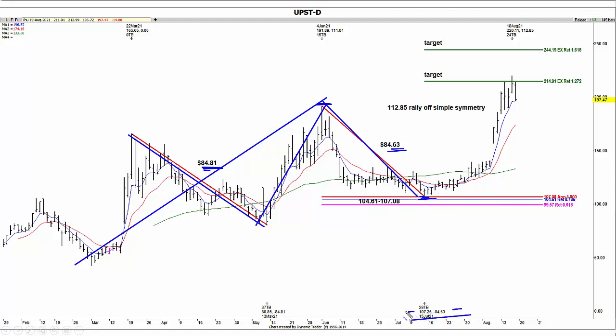Again, not perfect. You want to give it a little bit of room, 20 cents, 30 cents, whatever, depends. And it hit, it held, it triggered, and meeting the minimum upside target gave you a rally of $112.85. Off of what? Simple symmetry, basically three clicks of the mouse. Click, click, and click gave you this. Very simple.